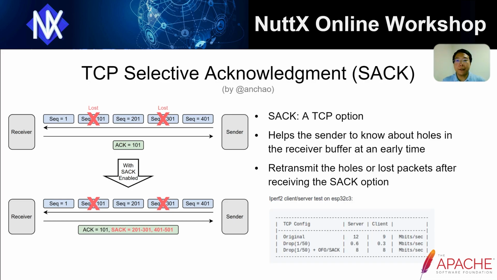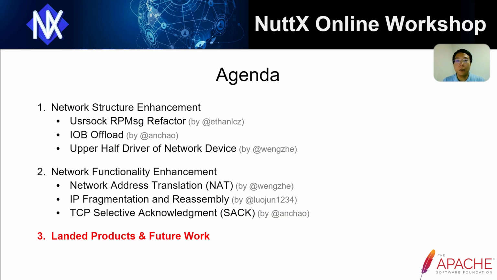After enabling the TCP selective acknowledgement mechanism, we get a great improvement in performance when we have packet loss in transmission. The performance tested on ESP32 shows that we increased from a very low throughput to a throughput close to the original performance without packet loss. These are the enhancements we have done for NuttX in the past year.